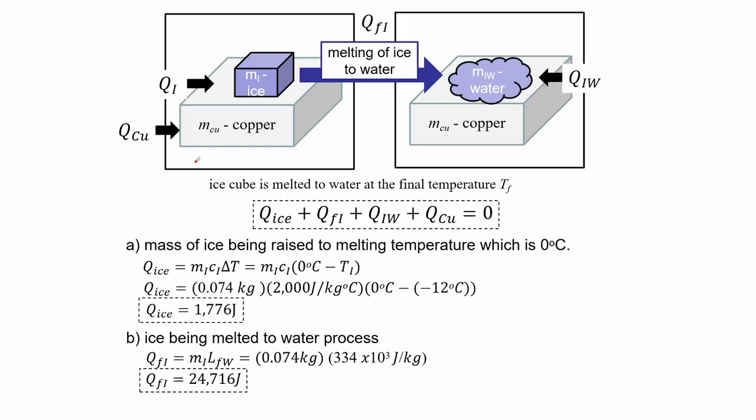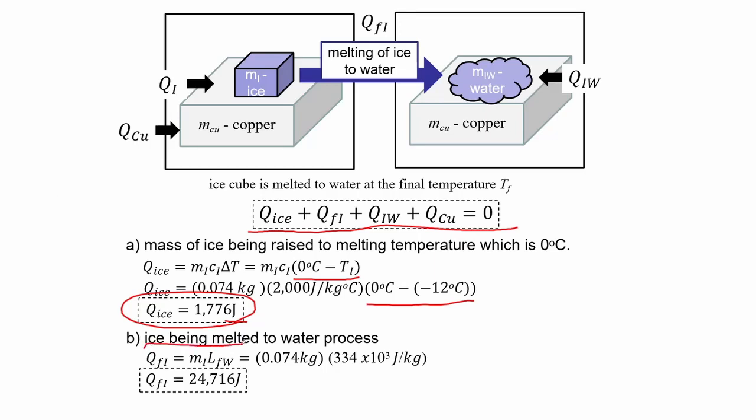Here we write the conservation of heat, where we have the Q ice, melting to water, Q water from ice melted raised to final temperature, and Q copper. We calculate each heat equation. First, for Q ice, which is being raised from the initial temperature of -12 degrees to 0 degrees where the ice will melt, the energy needed to raise the temperature is given as 1776 joules.